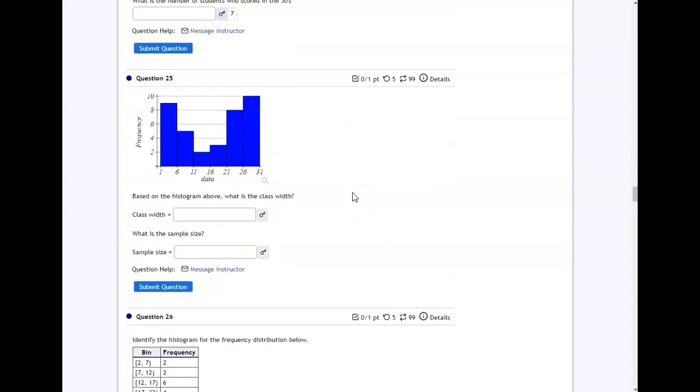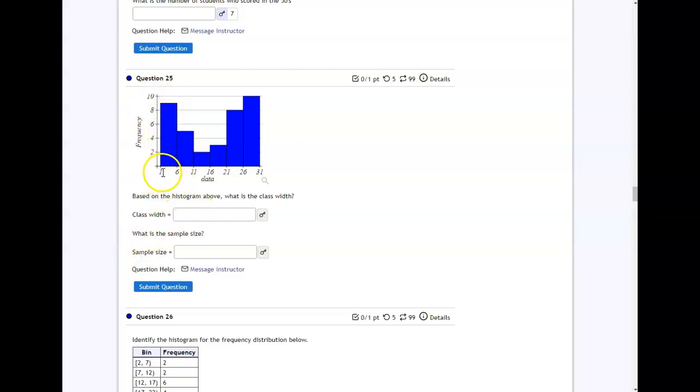On number 25, we've got a histogram, which is the x-axis is your class width. So this one is going from 1 up to 6. Now it doesn't include 6, so it's really going from 1 to 5. And then this second one goes from 6 to 10, and 11 to 15, and so on. And the y-axis is the frequency. So we had 9 that were between 1 and 6.